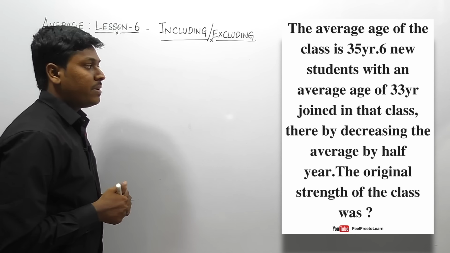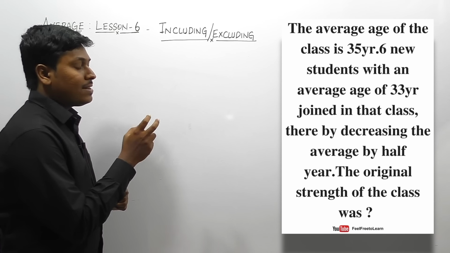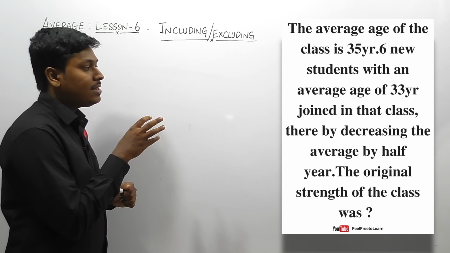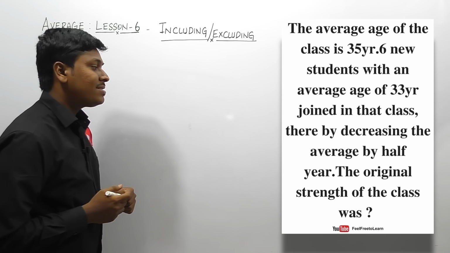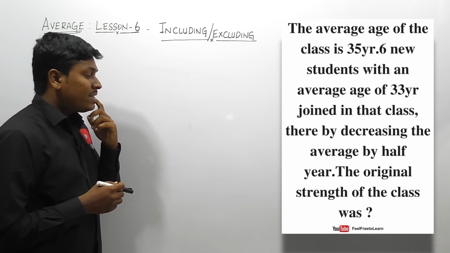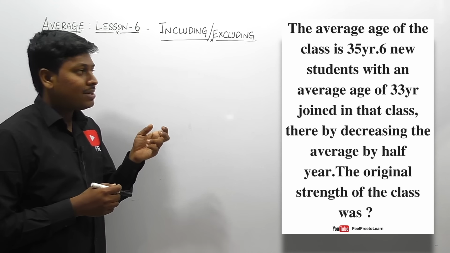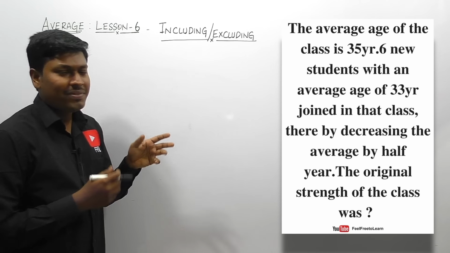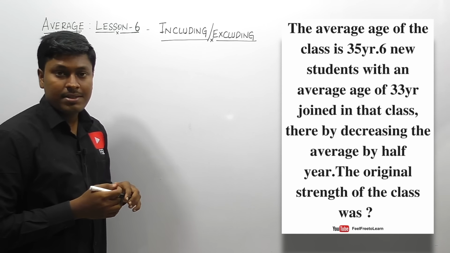The last, 5th question. Average age of class is 35 years. 6 new students with an average age of 33 years joined. Thereby the average is decreased by half year. So find the original strength of the class. So friends, this is one of the exceptional case questions, but listen to the concept carefully friends. Average age of class is 35 years, but we don't know initially how many students are there in the class.